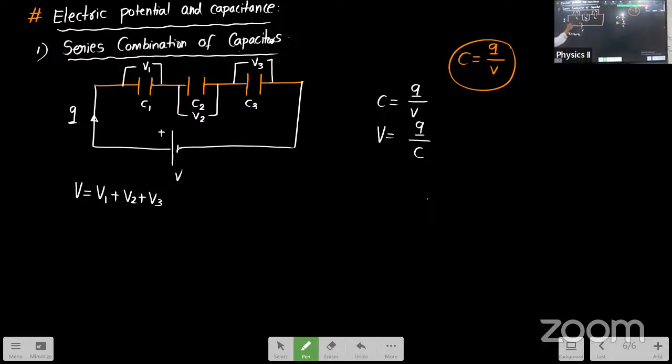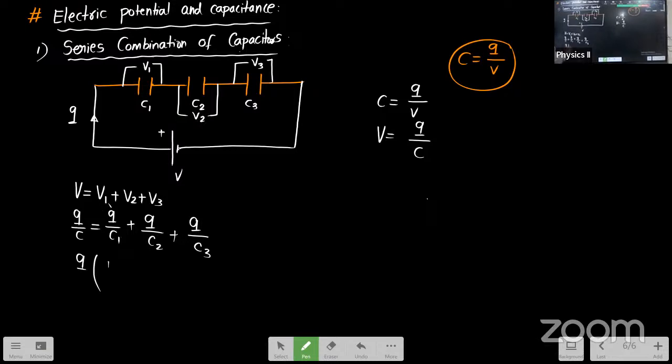The same amount of charge is flowing through the capacitors in a series combination. So what will this become? Q divided by C is equal to the charge flowing through C1, which is Q only, divided by its capacitance C1, plus the charge flowing through C2, Q only, divided by C2. Similarly for V3, Q divided by C3. So I can take Q common here.